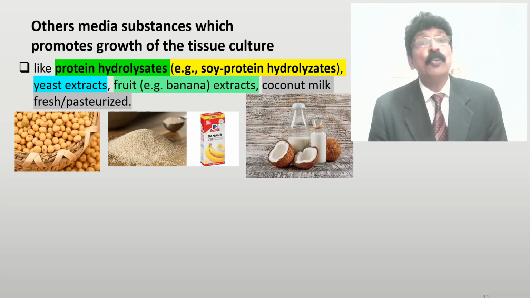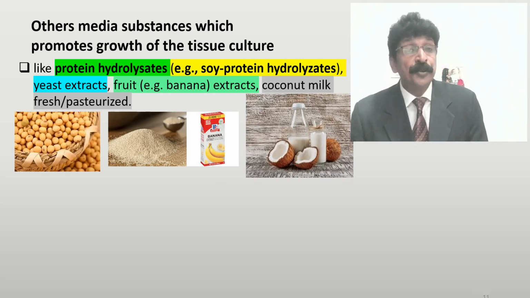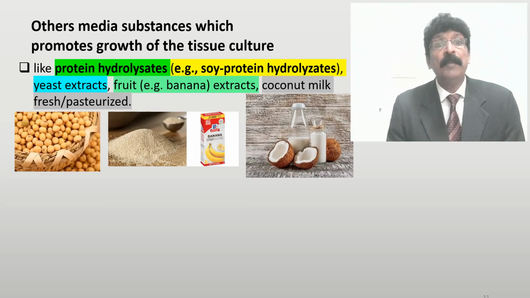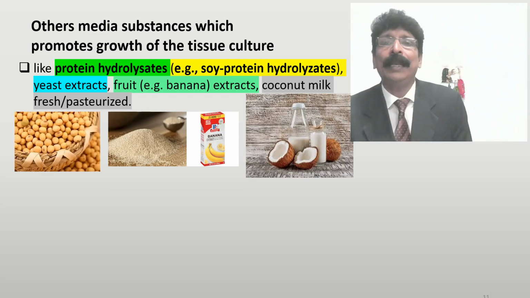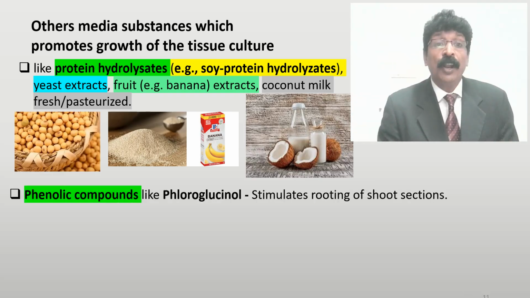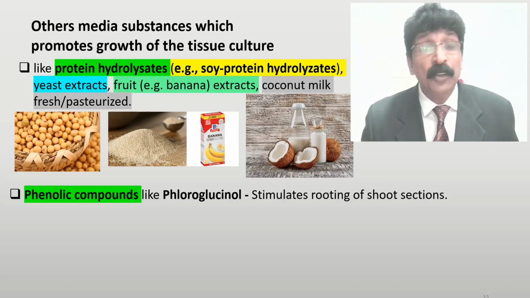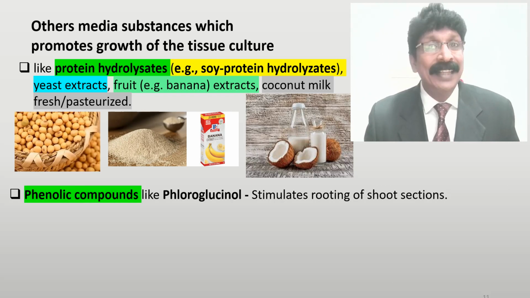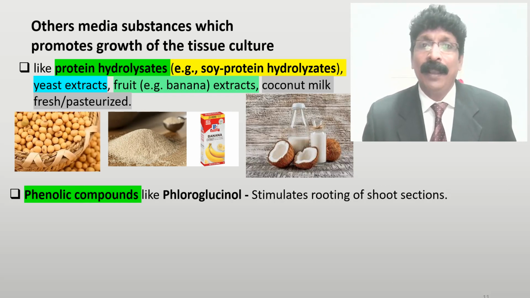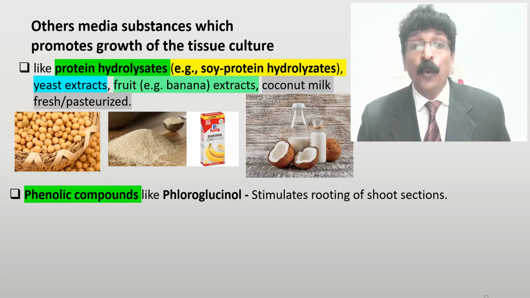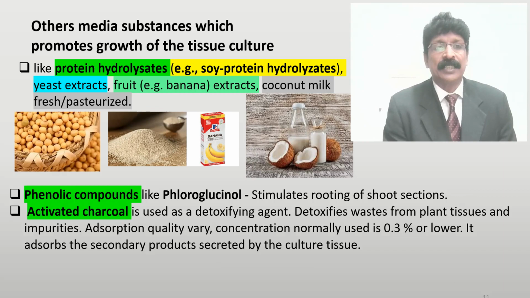This can promote growth of tissue culture. Students should remember these organic natural supplements which can promote growth in tissue culture. Phenolic compounds like phloroglucinol, which we use in the lab for staining the lignin cells in our sections during practical. This phloroglucinol is a phenolic compound that stimulates rooting and shooting.